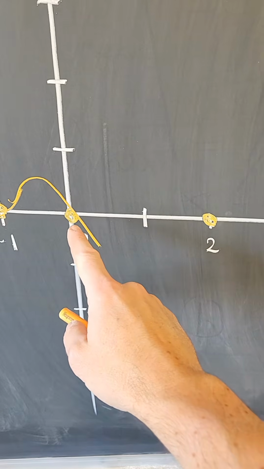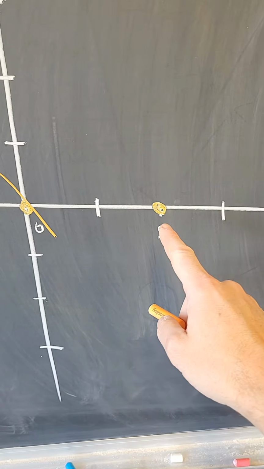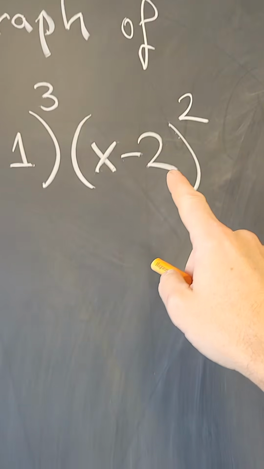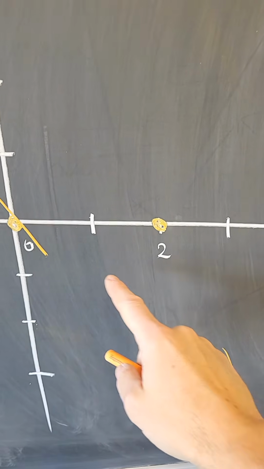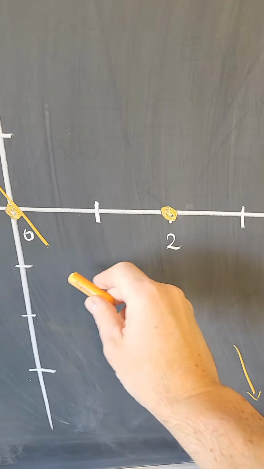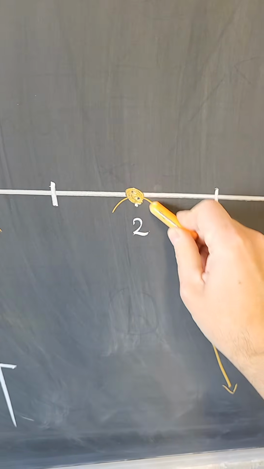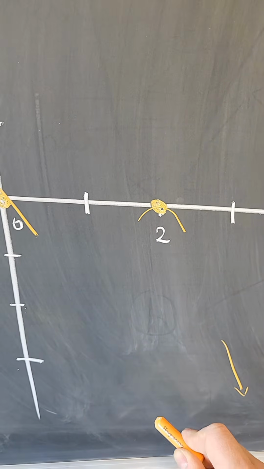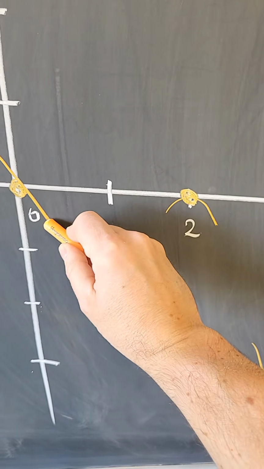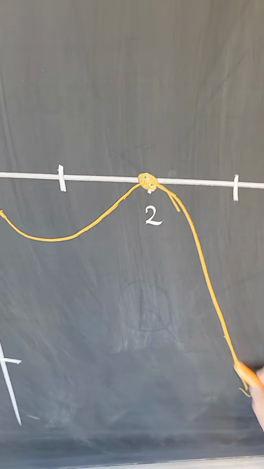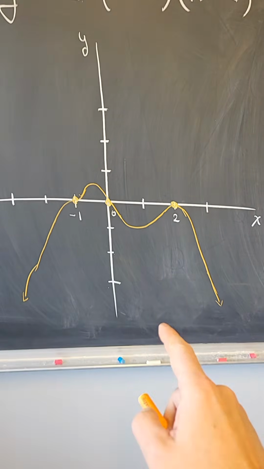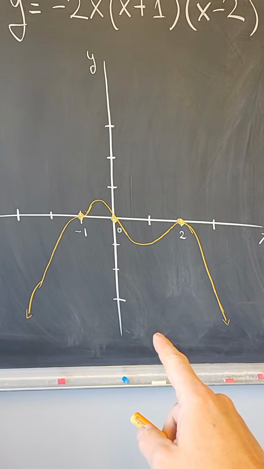Next, I need to know what happens from 0 to 2, but at 2, I have an even multiplicity, so I have to draw some sort of U, and since I'm already in the negatives, I have to draw some type of U like this downwards, and now I can connect from here, and then I have to go to minus infinity, so I just go down like that. So the graph is supposed to look sort of like that.